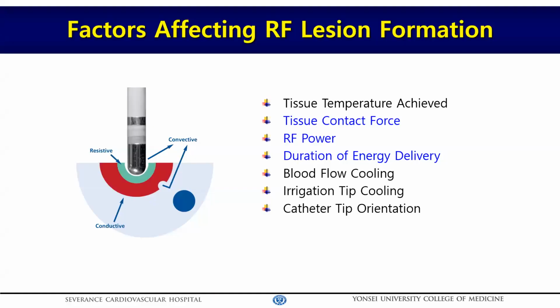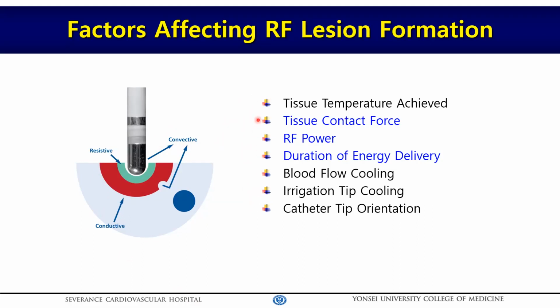Considering the mechanism of RF lesion generation, it can be divided into resistive heating, conductive heating, and convective heating. Resistive heating is heat applied to the catheter tip contact surface by electrical resistance, and conductive heating is lesion formation that occurs when RF energy is dissipated into the deep myocardium. In addition, there is convective heating, in which the blood or irrigated flow removes heat from the catheter surface. So these various factors affect the creation of RF lesions simultaneously.